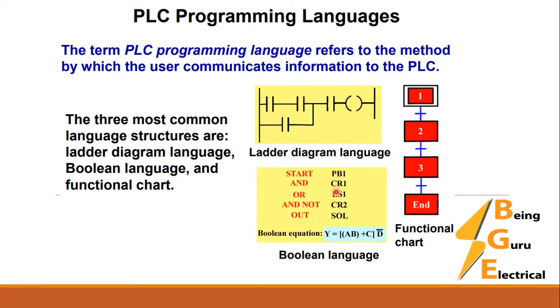If you see this start, it means when you write start in the Boolean language, it initiates the program. So push button 1 will AND with CR1. These two inputs will AND and the output will OR with LS1, and then this output will AND NOT with CR2, and this result will come to the output. We will discuss this in detail in future classes, so be with us until we reach there.